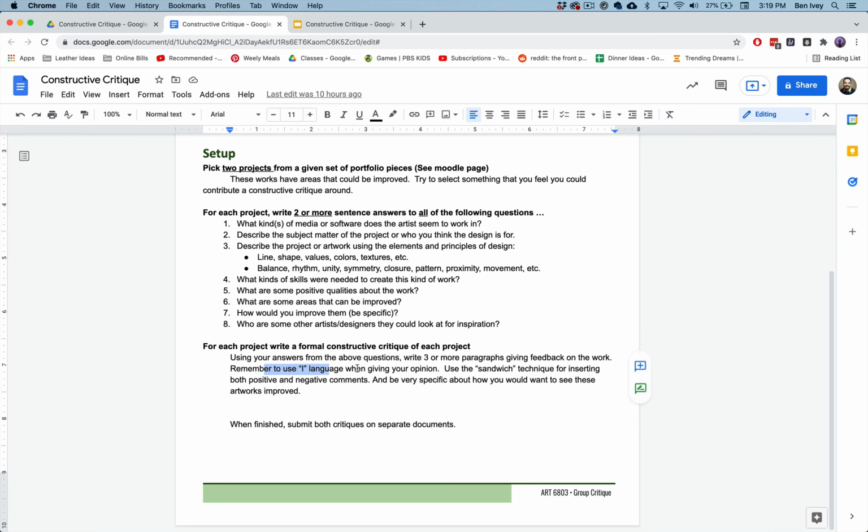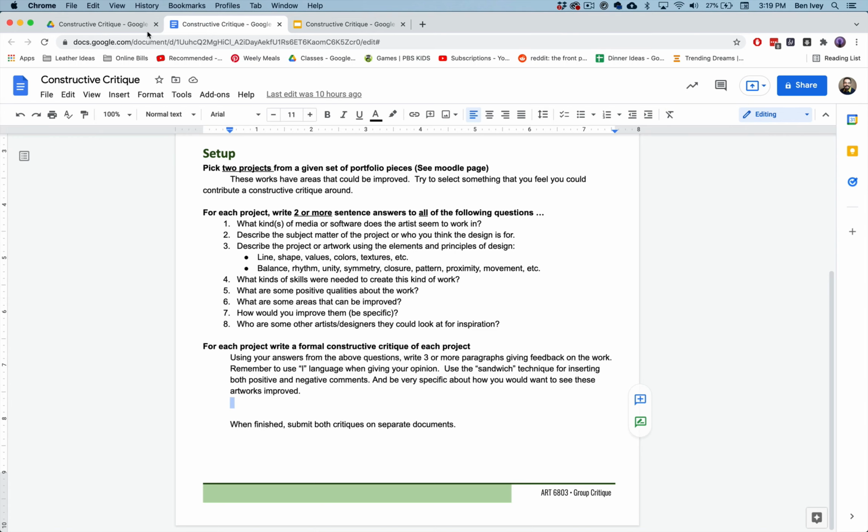Remember to use I language when giving your opinion, and use the sandwich technique of inserting both positive and negative comments. Be very specific about how you want to see improvements for these works. When you're finished, submit both of your critiques to the Moodle page.